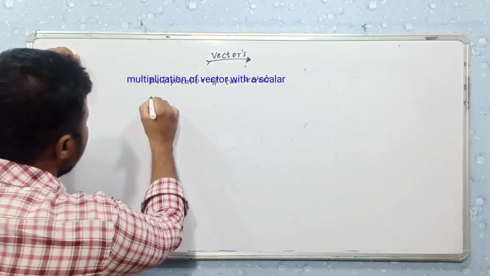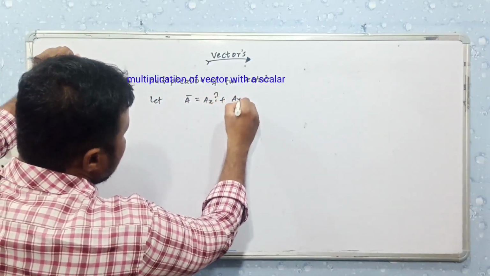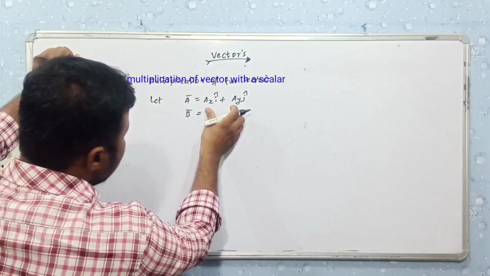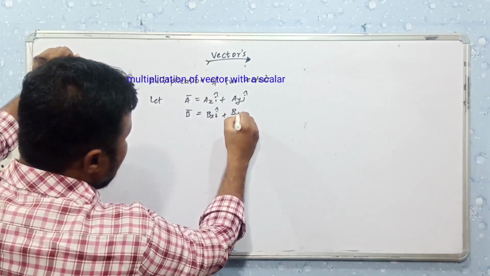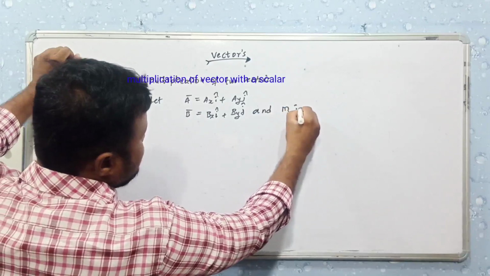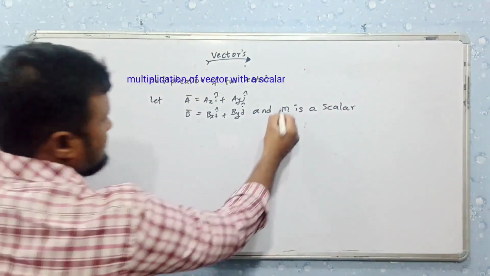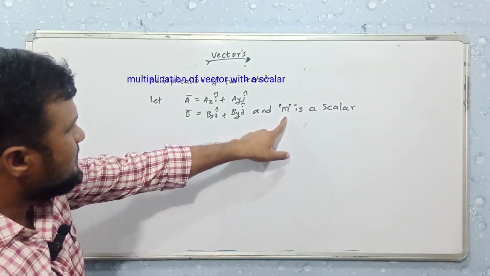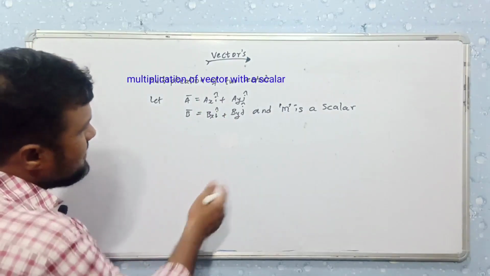Now we will discuss multiplication of vectors. Multiplication of a vector by a scalar. Let A bar is equal to Ax i cap plus Ay j cap, B bar is equal to Bx i cap plus By j cap, and M is a scalar. So multiply the vector A bar with a scalar M. Then you will get a new vector.